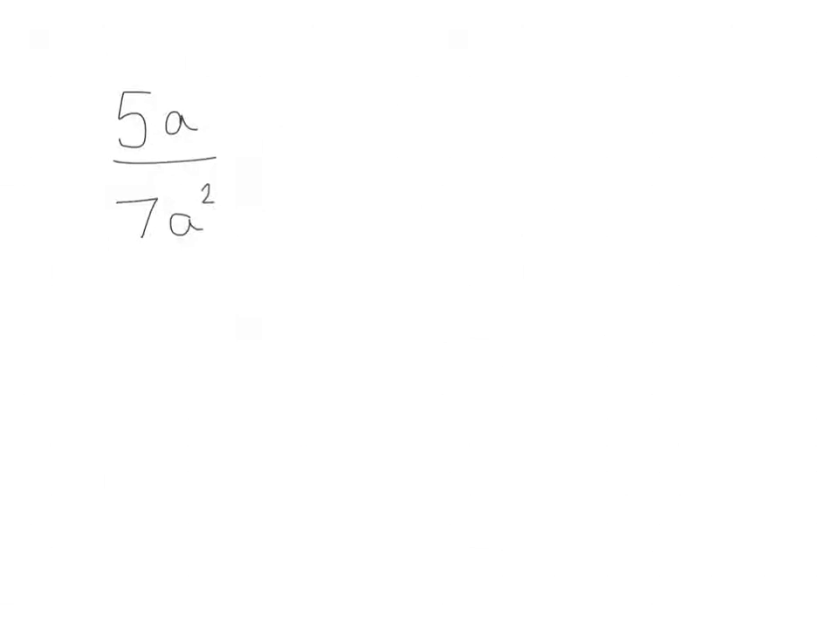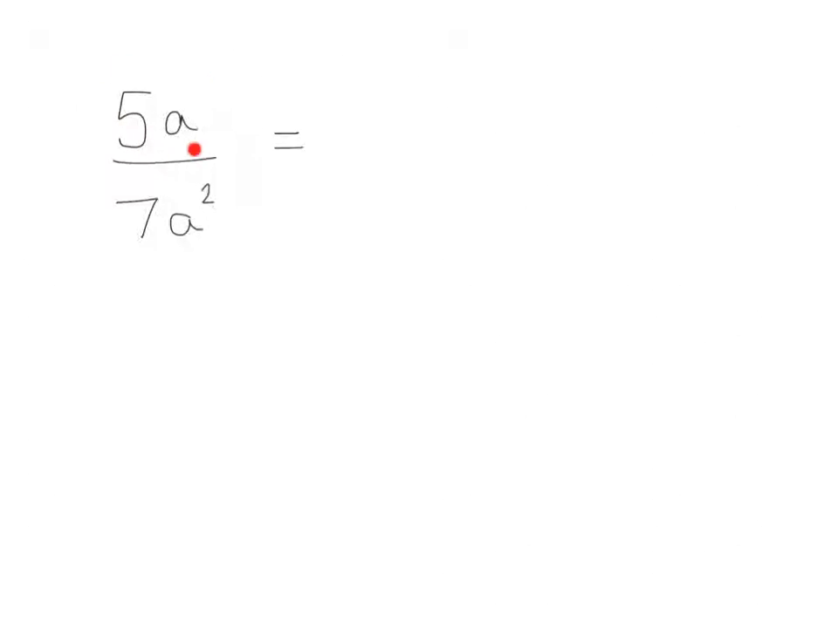Okay, in the following example, we've been asked to simplify 5a over 7a squared. The first thing we have to do is see, can we factorise? Is there a common factor? Is there a difference of squares? Is there a trinomial? No, not in this scenario. First thing to note though, we've got an a here and an a here. So that might come in handy when we are going about simplifying this.